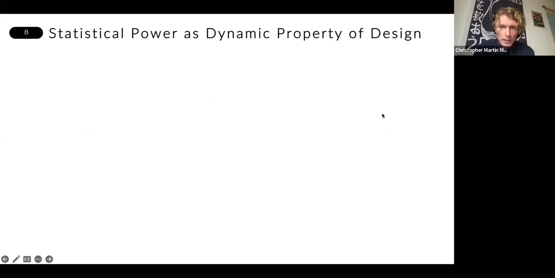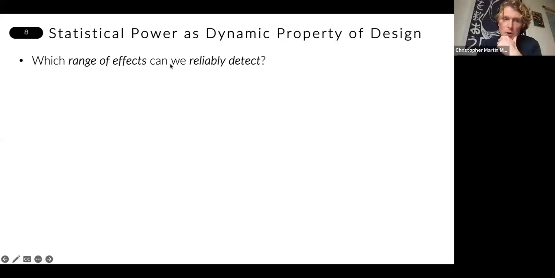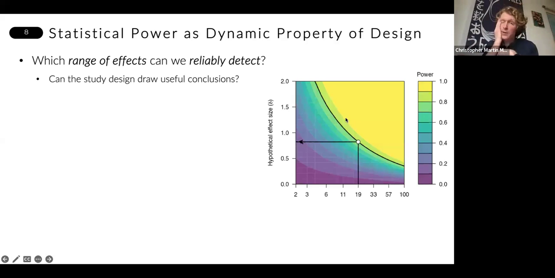Okay. Great. And construing statistical power as a dynamic property of design is again what I want you to get from this workshop. And thinking about which range of effects we can reliably detect. Can the study still draw useful conclusions? And here's the figure I wanted to get to, where, for example, we imagine we had resources for 19 participants. So on the x-axis here, we have participant numbers, and on the y-axis, we have hypothetical effect size.